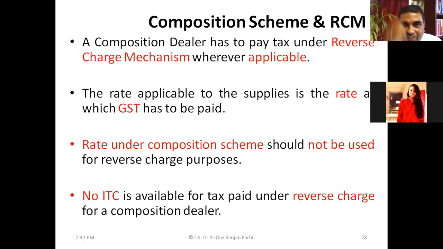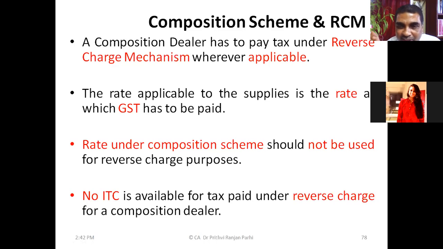So that will improve your answer. Now, if reverse charge mechanism is applicable for a particular supplier, then even if the person has opted for composition scheme, he has to pay GST as per normal rate. Normal rate means normal rate for that transaction which is covered under reverse charge mechanism. The rate applicable for composition scheme will not be applicable for paying GST under RCM.